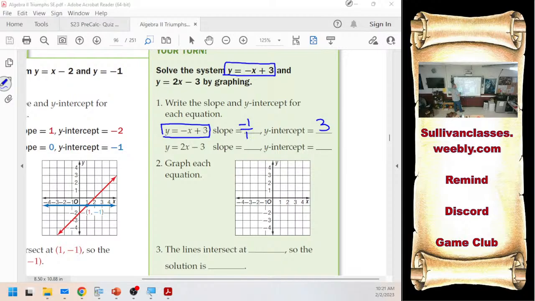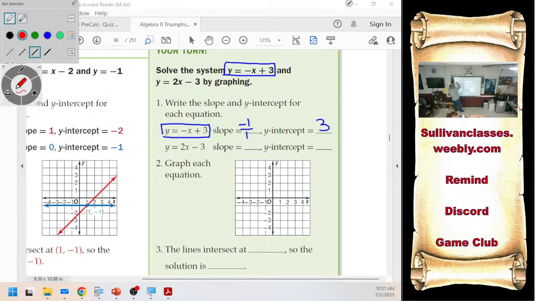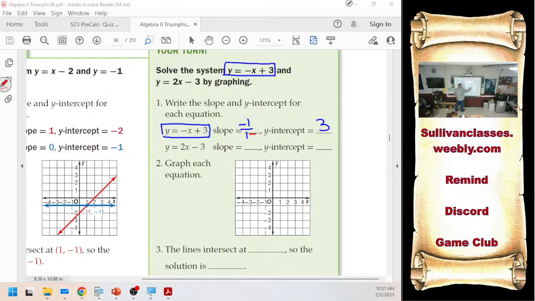And then that slope, again, I always go left to right like a book. Negative tells me head down. So I'm going to start at 3. I'm going to go down 1, right 1, down 1, right 1, down 1, right 1, down 1, right 1, down 1, right 1. Or I can reverse the flow. Up 1, left 1, up 1, left 1.